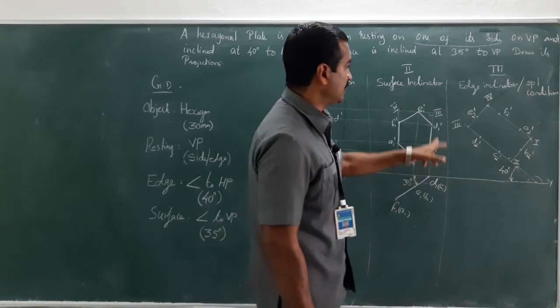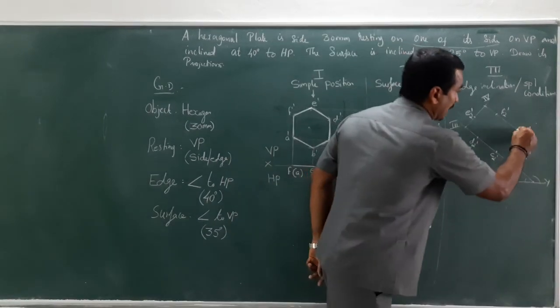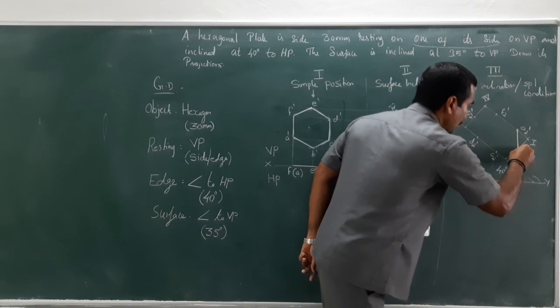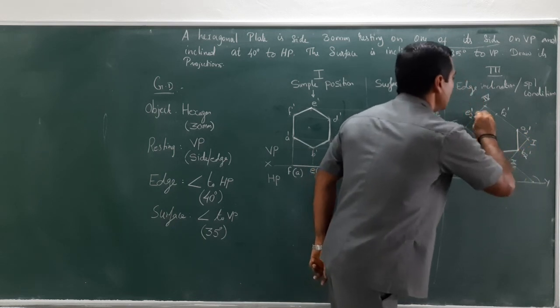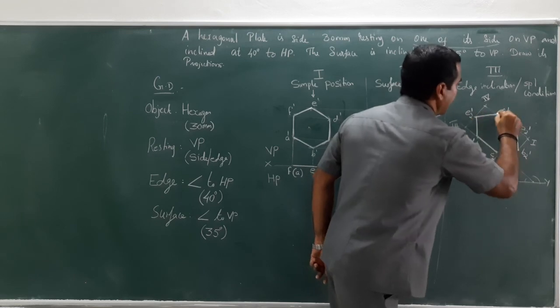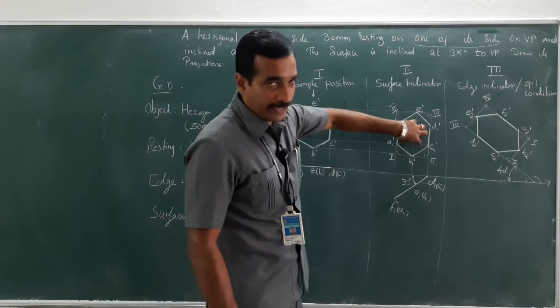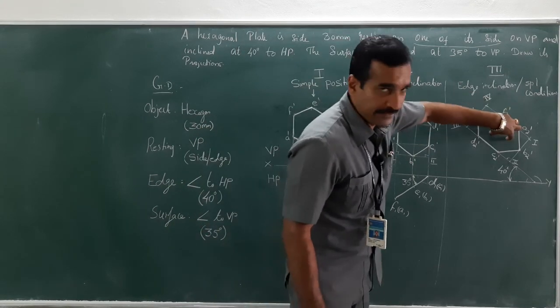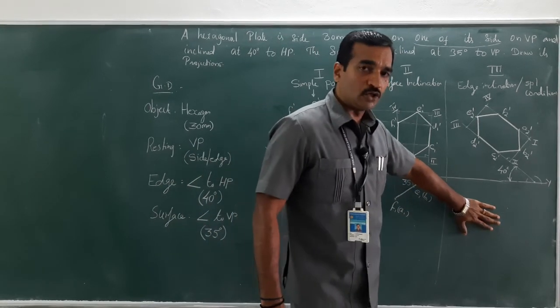How did I draw? A to B, B to C, C to D, D to E, E to F, F to A. In a similar fashion, I am going to connect A to B, B to C, C to D, D to E, and E to F, and F to A. So, this particular image has been transferred here at an angle of 40 degree. What about the final top view?